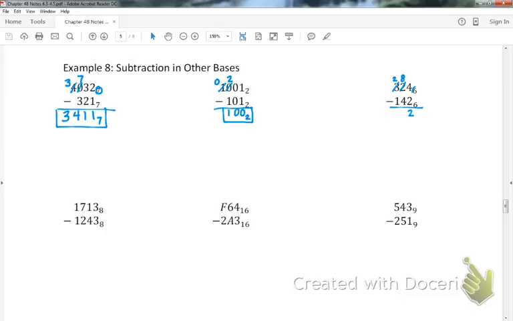Again, we're borrowing the base of 6. So 6 gets added to 2. That's where I got the 8. Now 8 minus 4, that gives me 4. And then 2 minus 1, that's just 1, all still in base 6. Not so bad, right?